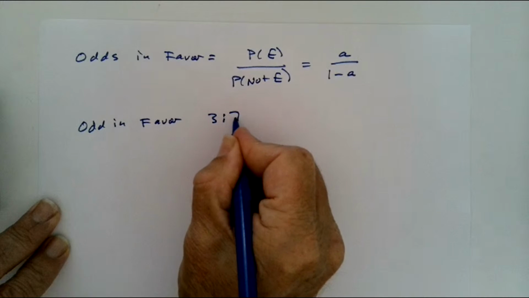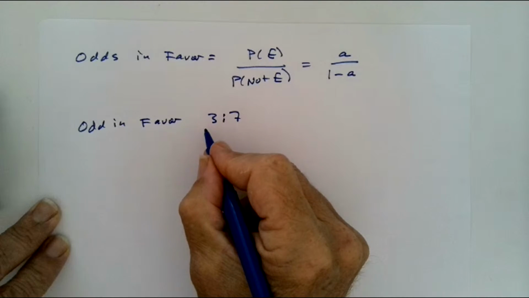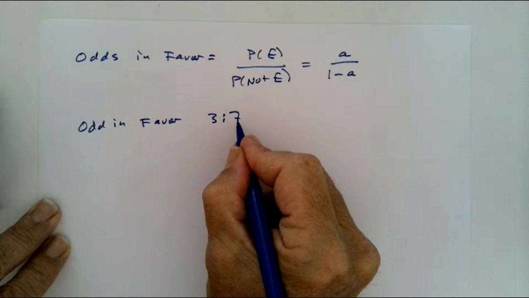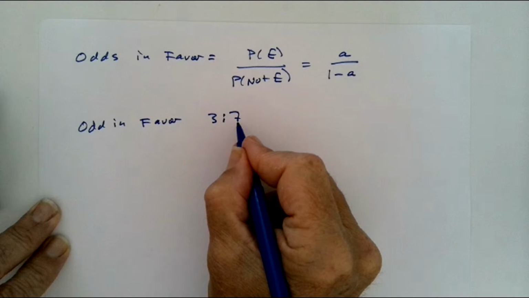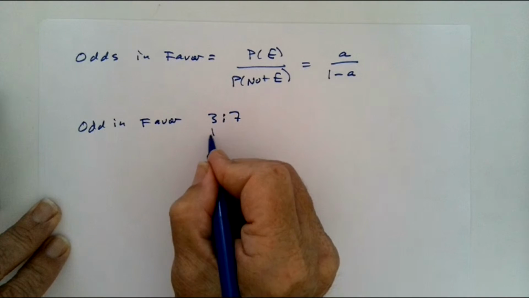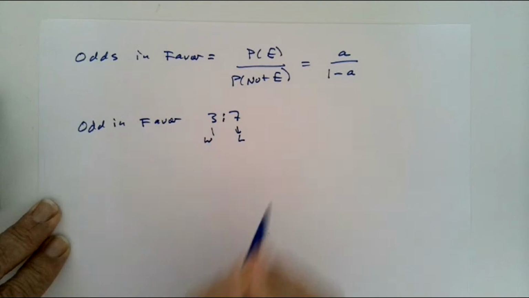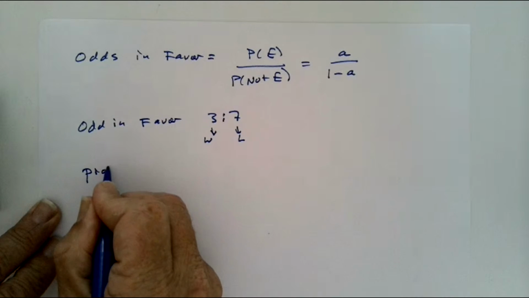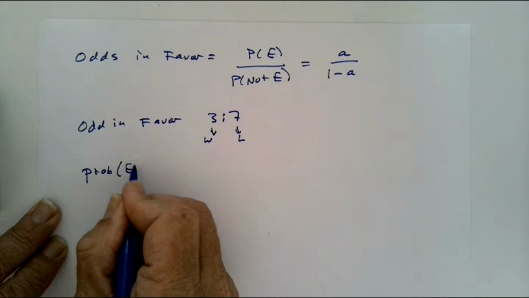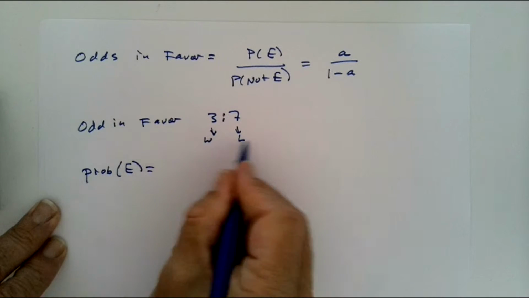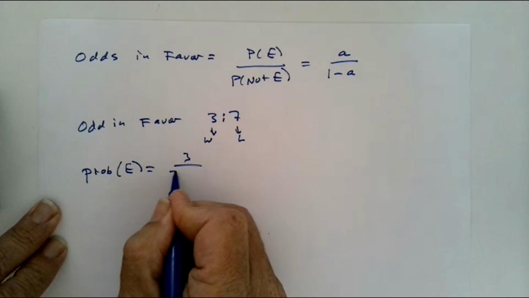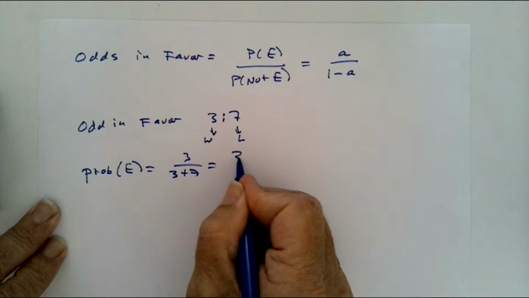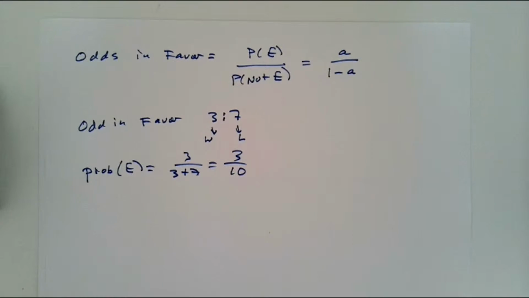are 3 to 7. What does that mean? That means there's 3 winning numbers and there's 7 losing numbers. So what is your probability? Okay, 3 winning, 7 losing. If that's the case, what is your probability of that event, E? I have 3 winning out of how many total? 3 over 3 plus 7, which is 3 over 10. Which in essence tells us how we can go from odds in favor to probability.